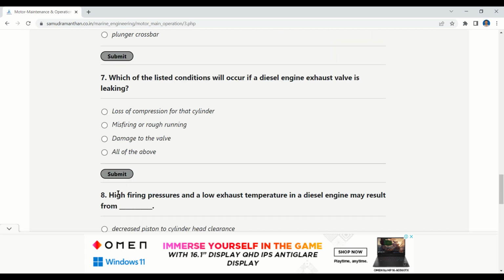Our next question is, which of the listed condition will occur if a diesel engine exhaust valve is leaking? And the options are loss of compression for that cylinder, misfiring or rough running, damage to the valve, all of the above. And the correct option should be all of the above, as all the above three options are correct.